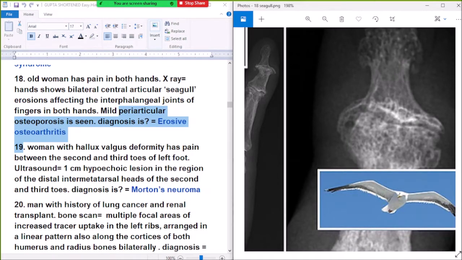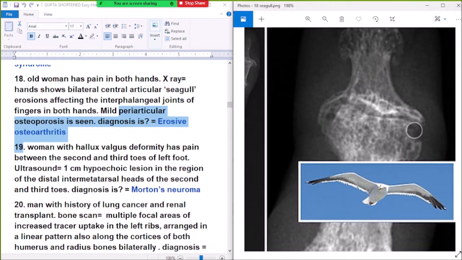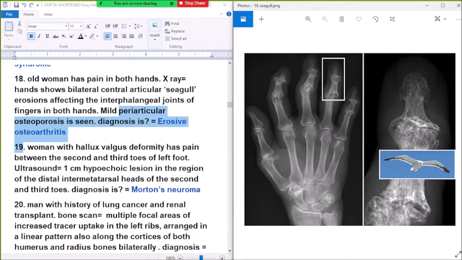Now look here. Old man has pain in both hands. X-ray of the hands shows bilateral central articular erosions affecting the interphalangeal joints of the fingers in both hands. Mild periarticular osteoporosis is seen. Diagnosis: erosive osteoarthritis. Seagull sign. Central erosion of the interphalangeal joint is seen in erosive osteoarthritis.